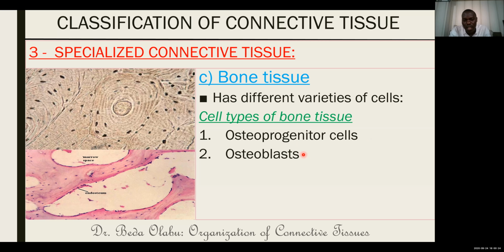Osteoblasts are the immature cells of bone tissue, immature meaning not mature. They are actually the synthetic cells of bone. They are the ones which lay down the matrix of bone. So we can say they are bone forming cells. Osteocytes are mature bone cells. When osteoblasts have formed a lot of matrix around them, they mature to become osteocytes. So osteocytes are mature bone cells. These mature bone cells maintain the matrix of bone.